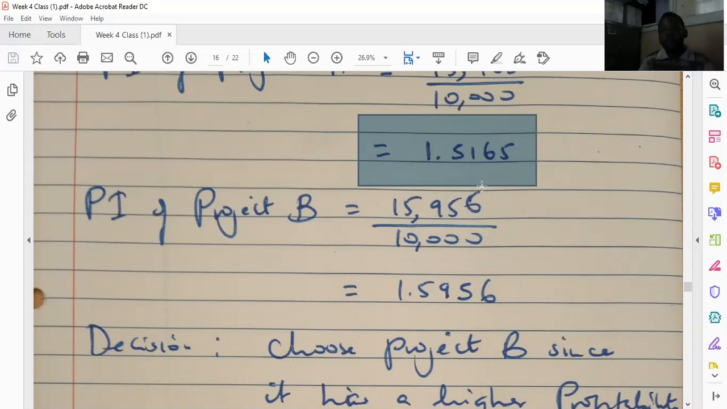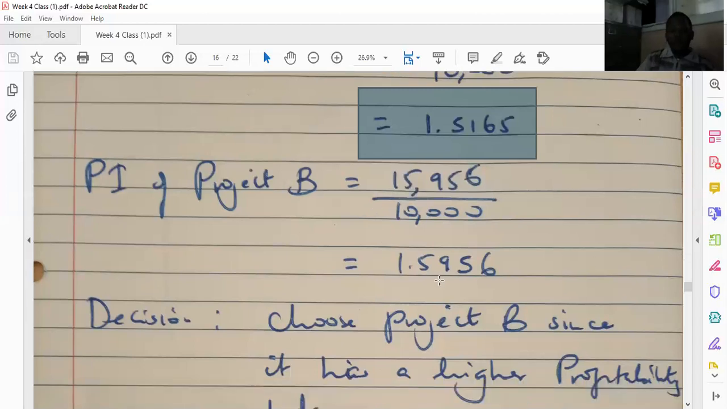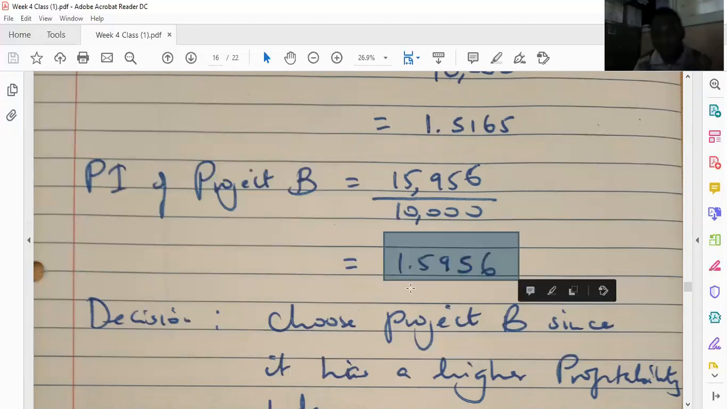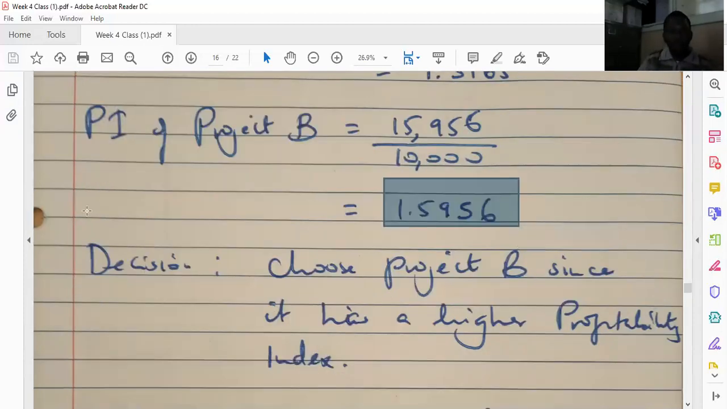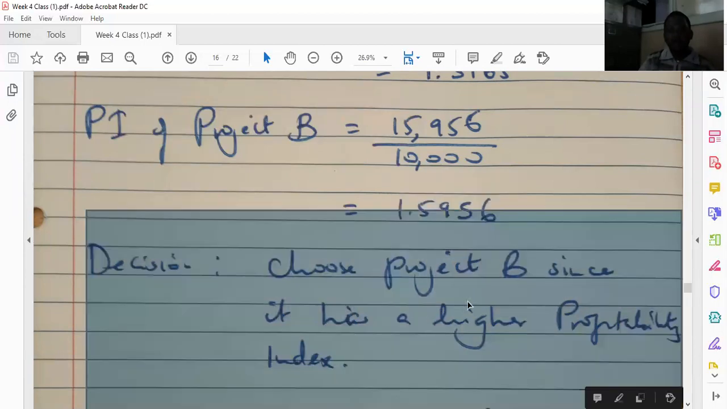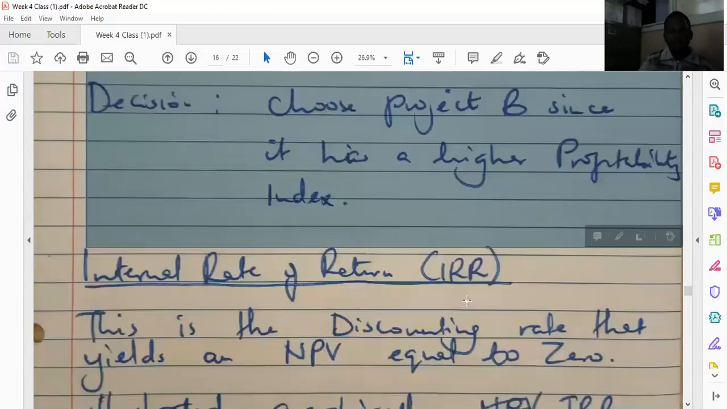So we said that for profitability index, we prefer those projects that have the highest profitability index. So in this case, project B has a higher profitability index than project A, and therefore we choose to invest in project A. Sorry, it's project B. So the decision: choose project B since it has a higher profitability index.